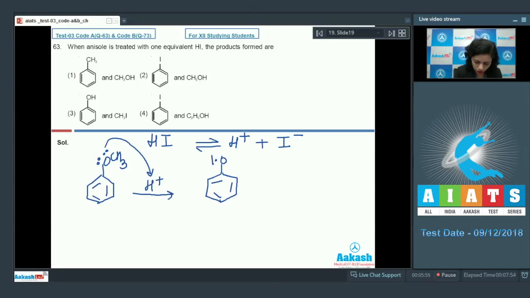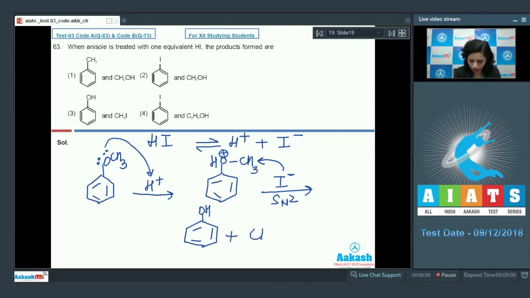OH, CH3. This is a highly unstable species, and here this iodide ion will also attack over here, and this iodide ion will react with this. Basically it is the SN2 reaction that's taking place, and ultimately the product formed would be phenol from here, and along with that methyl iodide is formed, and these are the products which we need here. So these products are given in option 3, and that's why I'll choose option 3 as the correct option. Now after this, let's move on to the next question.